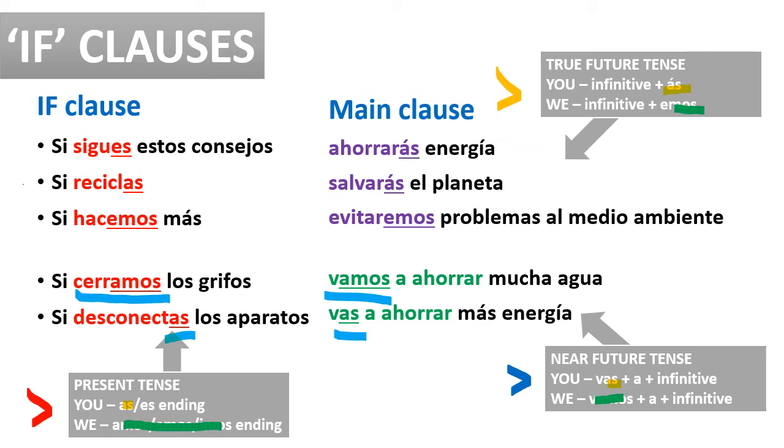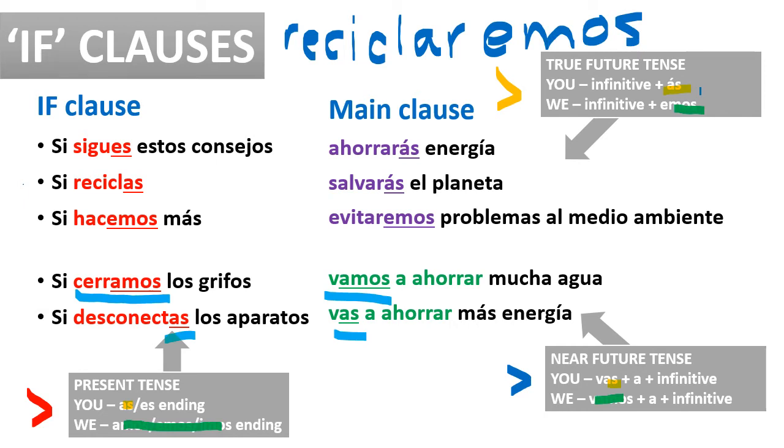So you can see here that for the true future tense, you've got your infinitive. So remember, your infinitive is the word ending in AR, ER or IR, and then you've got your ending. So you might say if you have different recycling containers, you will recycle more. So you'd get your infinitive, which is reciclar. If I wanted to say you will recycle, it will be reciclarás. If I want to say we will recycle, it will be reciclaremos. So it depends who you want to talk about.